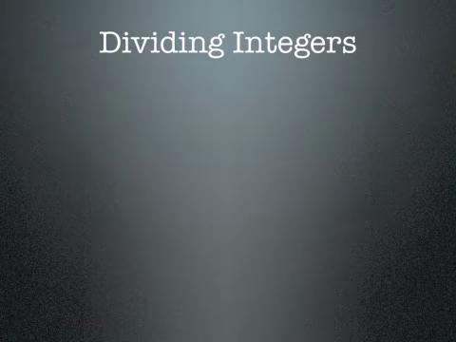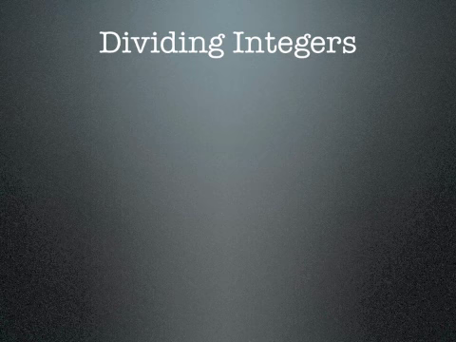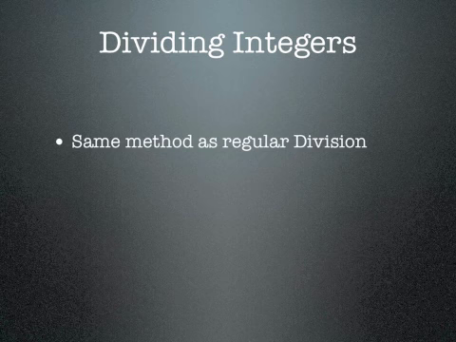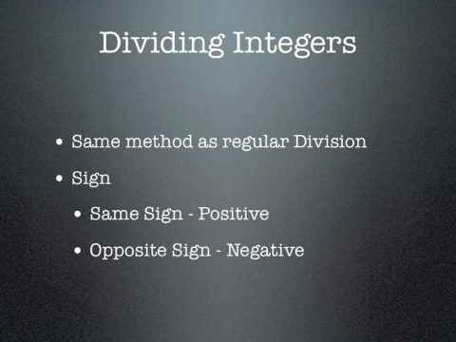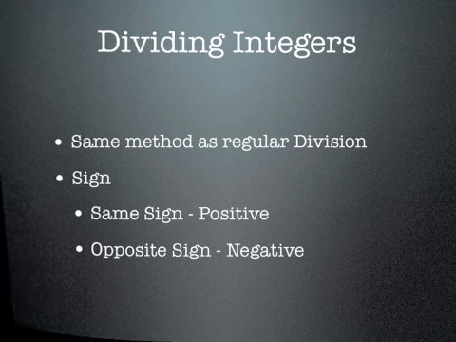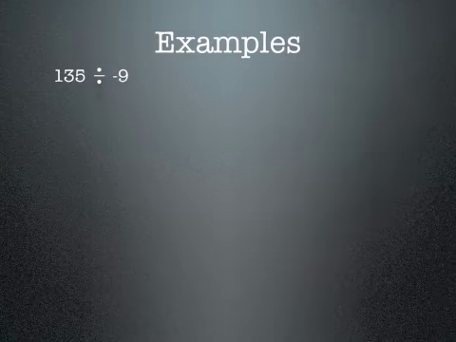Alright, now that we've gone through multiplication, let's take a look at dividing integers. Again, we're just going to use the same method as if the numbers were positive. The only difference is we're going to check for the sign after we've done the division. Again, if the two numbers have the same sign, our solution will be positive, but if they have opposite signs, the solution will be negative. Let's take a look at a couple examples.